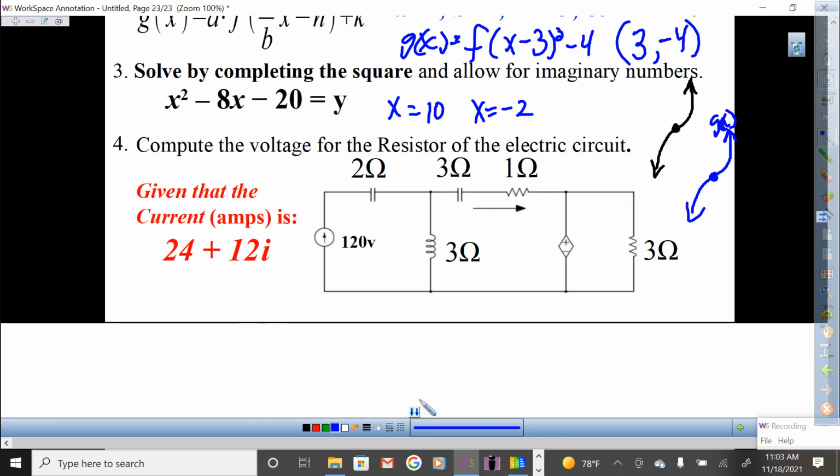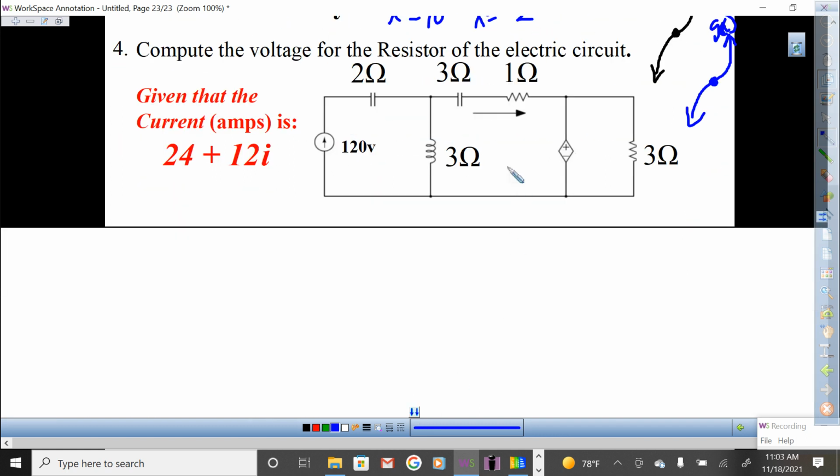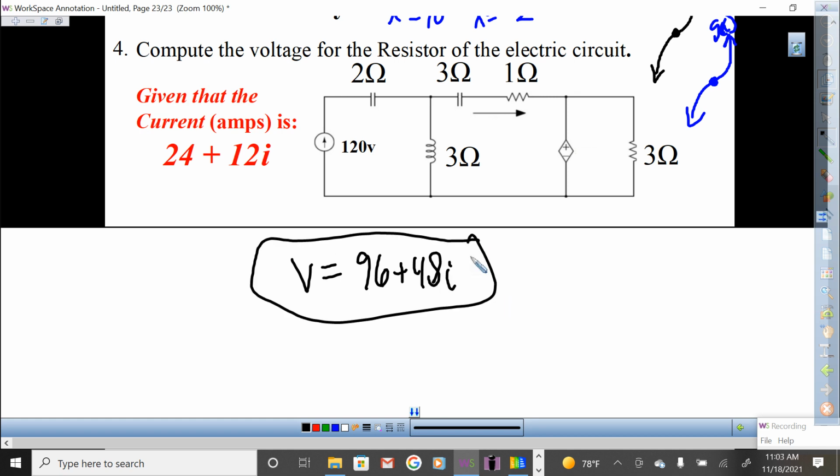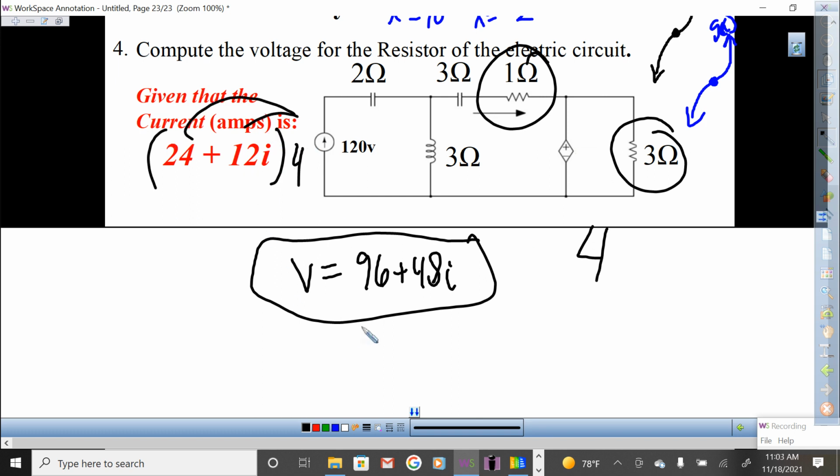Okay, good. And number 4, what is the voltage going through those resistors? Carlos. Voltage equals 96 plus 48. That is correct. Hands, have you got that? Yes, because the resistors are what? 1 ohm plus 3 ohms, that's 4 ohms, and you just write it as a regular real number. So you need to distribute that into this, and that's how you get the voltage.